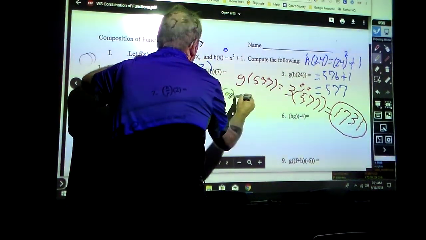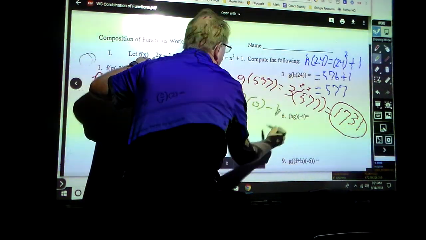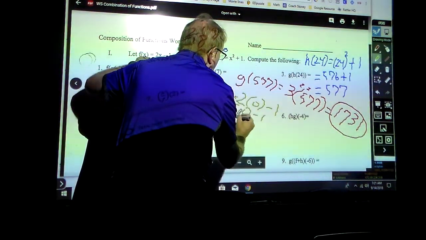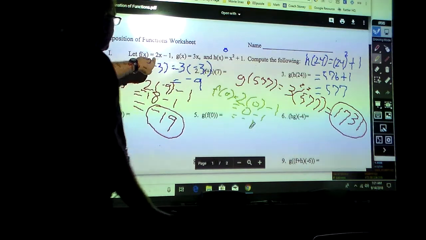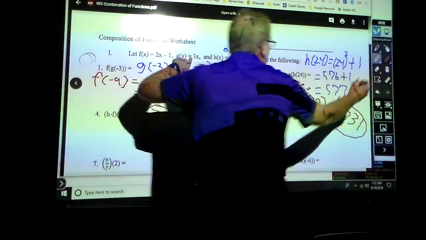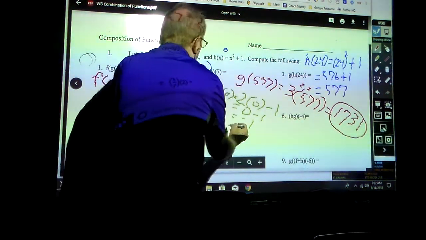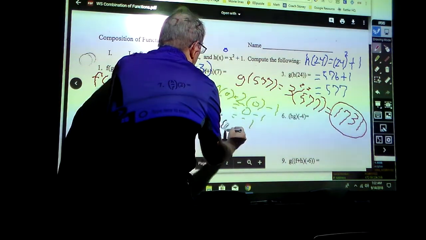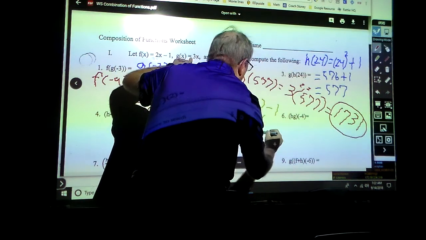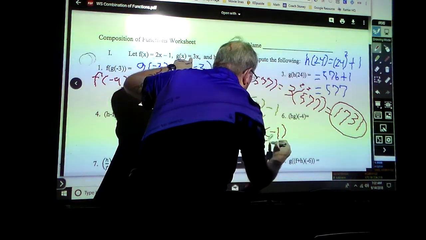F of 0 would be 2 times 0 minus 1. Well, what's 2 times 0? So 0 minus 1 makes that negative 1. Now that's not the answer. This negative 1 I'm now going to put in the g function. So now I'm going to go up here to this g function. G of negative 1 will be 3 times negative 1, which makes the answer then what? Negative 3.